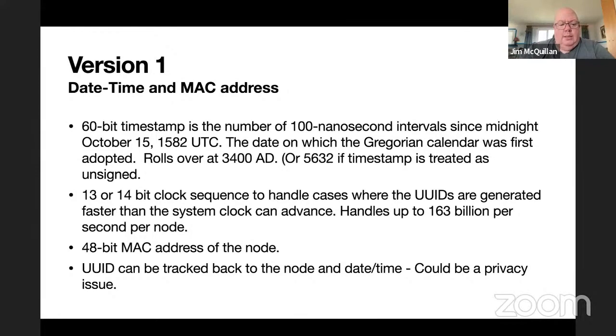The problem with version 1 is it can be tracked back to the node because that last 48 bits is basically the MAC address of the workstation or the node that you're using. And you can track the date and time because that's embedded right in the UUID. Could be a privacy issue if you're concerned about those things, depending on what you're using it for.